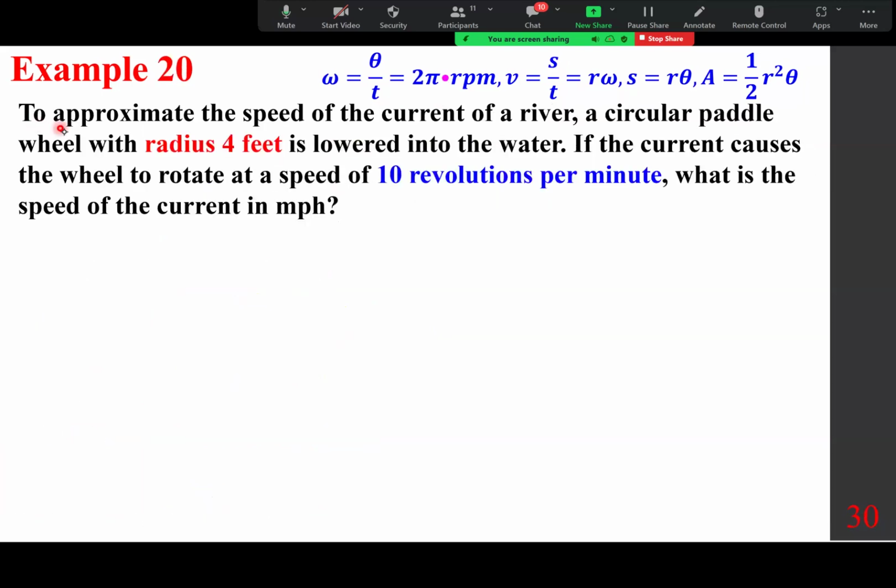To approximate the speed of the current of a river, a circular paddle wheel with radius 4 feet is lowered into the water. If the current causes the wheel to rotate at a speed of 10 revolutions per minute, what is the speed of the current in miles per hour? Well, let's write what's given. R is 4. Omega is 10 revolutions per minute. V is missing.